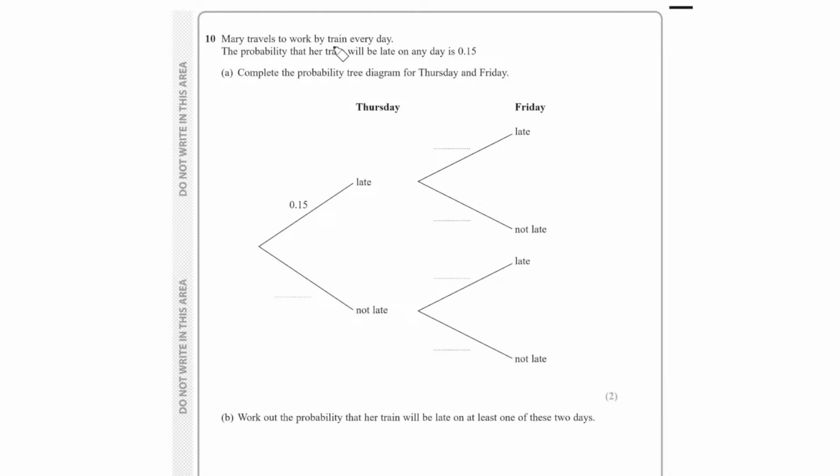So question 10: Mary travels to work by train every day. The probability that her train will be late on any day is 0.15. Complete the probability tree diagram for Thursday and Friday. Because we've only got enough information that it's late on any of the days, this is not conditional probability. It's just 0.15 for all of the lates. If they don't give you enough information, you can take it as the same probability for all of them. If it wasn't the same for Thursday and Friday, they would specify, which they haven't. So we're just copying all the numbers here. Not late is 0.85 exactly. So that's the first 2 marks.